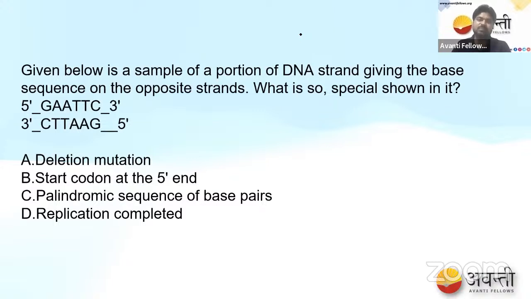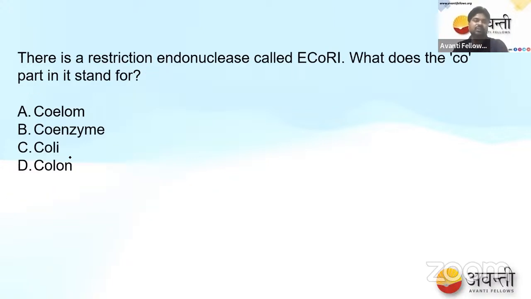So I end this poll. This is your result. Maximum people chose option C, and option C is the correct one. So this is the palindromic sequence we already discussed in the last question. Chalo, next question. There is a restriction endonuclease called EcoR1. So we know the EcoR1. What does the co mean? इसमें से co किसका नाम या किसे हम कहेंगे? Options: part stands for Escherichia, coenzyme, coli, colon. ठीक है, and I'm launching a poll for it.